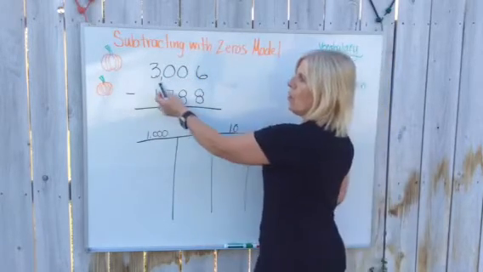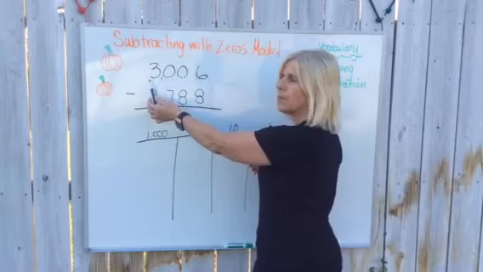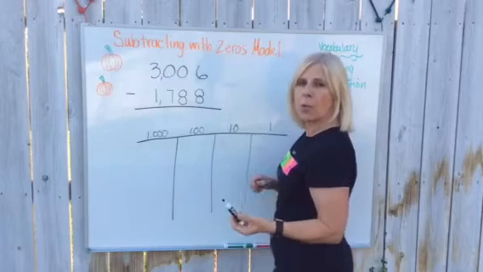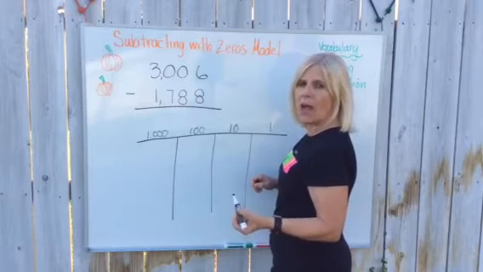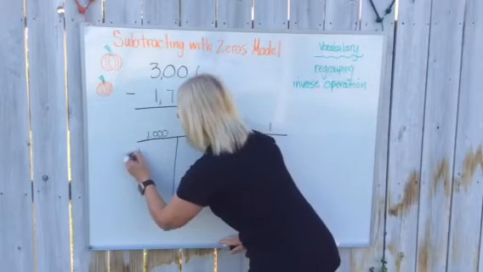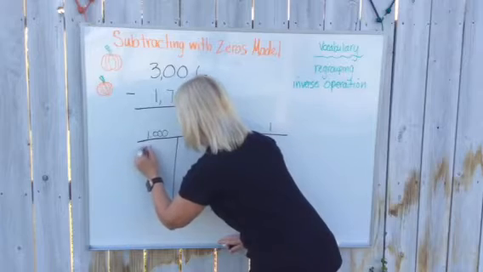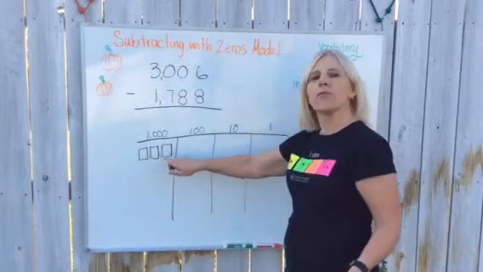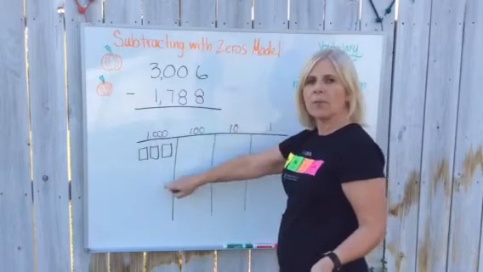So I go to my highest place value. It is 3000. So I'm going to make three squares that represent 1000 each. So, one, two, three. That's 3000. So I have my 3000 represented.